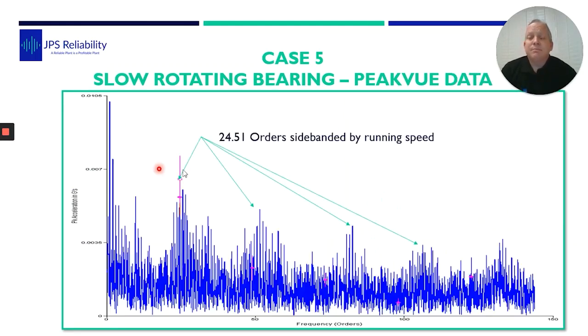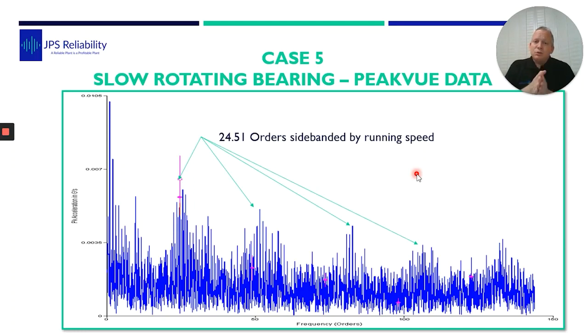We don't worry about levels, we're looking at patterns and waveform analysis. On the FFT, even though it's 0.0105, we could see we had a peak and some mounds, and these mounds were sidebanded by rotational speed, and the peak was at 24.51 orders, and that's the inner race defect frequency with a rotating inner race on this particular bearing. So we are confident we've got an inner race defect.